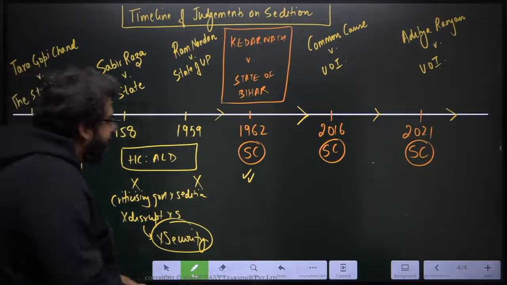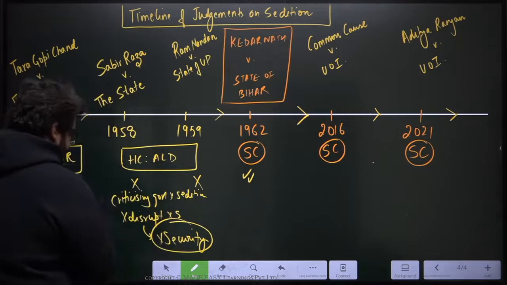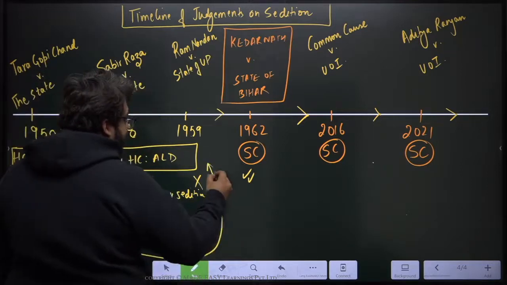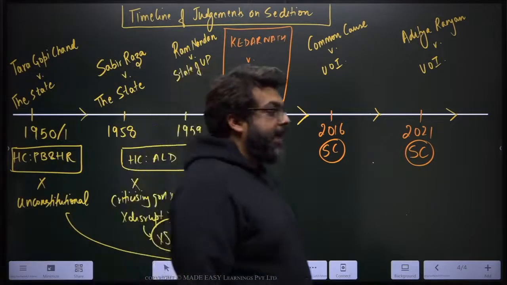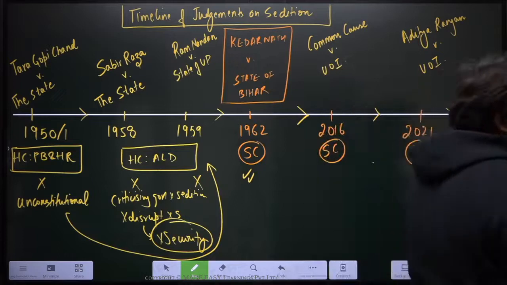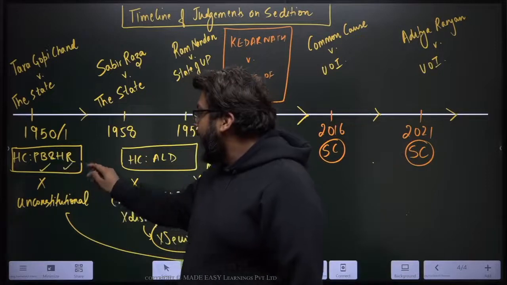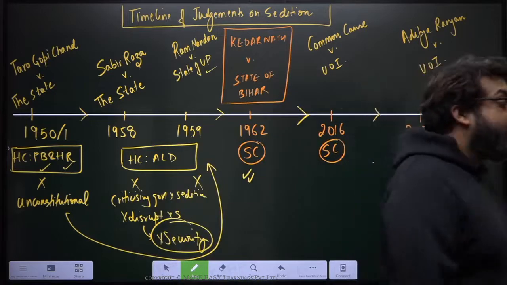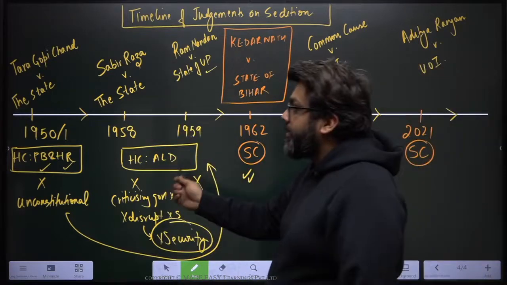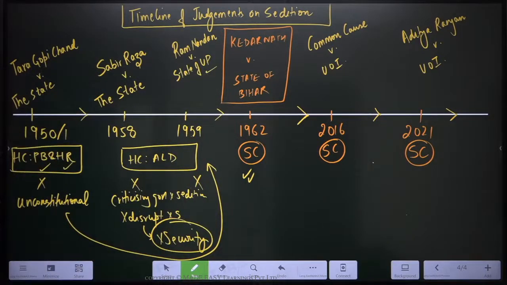And therefore, in Ramnandan, Allahabad High Court did exactly what the Punjab and Haryana High Court had done. It also declared sedition to be unconstitutional in 1959. So by 1959, in Punjab, Haryana and UP, you could not file a case against anyone for sedition, because the high courts of these three states had declared sedition as unconstitutional. All right.